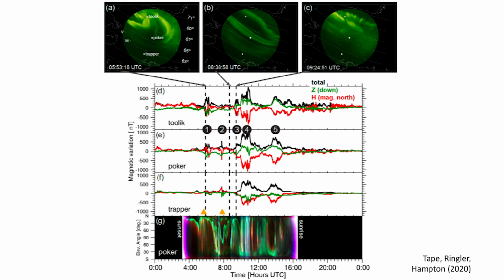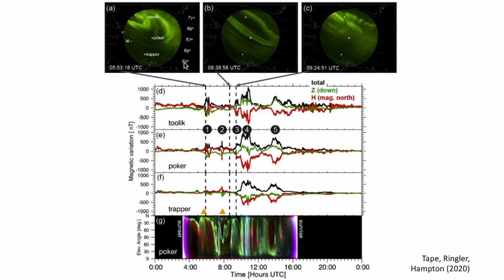This came up earlier in Don's talk. But what we're seeing is that the magnetometers at Tulik in the north, Poker in central Alaska, Trapper Creek toward the south, we can look at snapshots in time shown on the top. This is 5:53 UTC, 8:38, 9:24. At different snapshots in time, we can see the sky, and we can compare that with what the recording of the magnetometers look like.